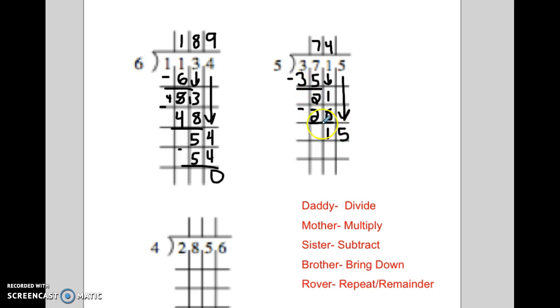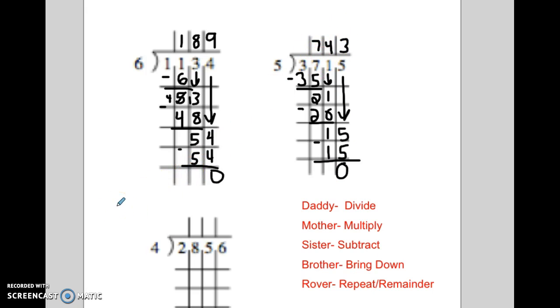How many 5s go into 15? Well, 3. And then I get to multiply. 3 times 5 is 15. And now I get to sister subtract. 15 minus 15 is 0. And I can't bring anything down. I've used them all up, right? And you can tell because you've lined everything up so perfectly, you know you don't have anything else to bring down. So instead of repeating, I have a remainder, which in this case was 0, and I don't have to write it. So your answer is 743.